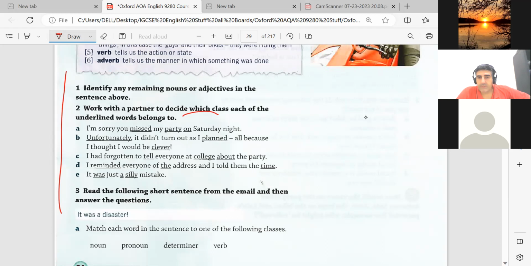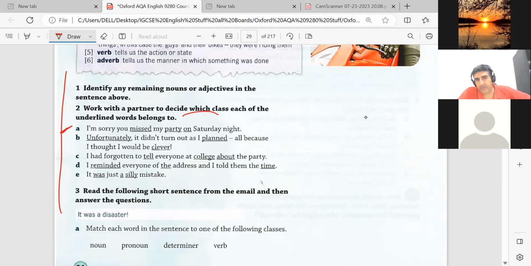What should we write? Which class does each underlined word belong to? Let's solve number A together. Missed. I am sorry you missed my party on Saturday night. Yes, exactly. Missed is a verb. Now, party.